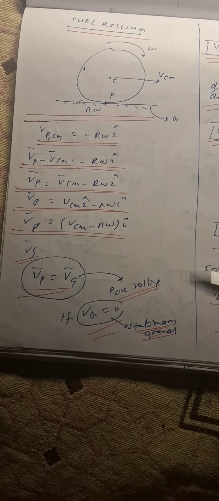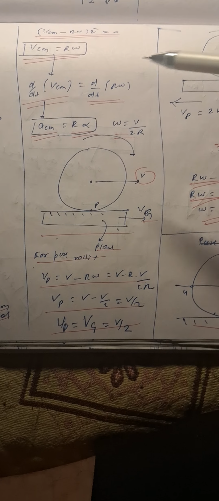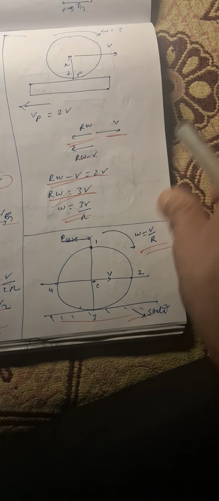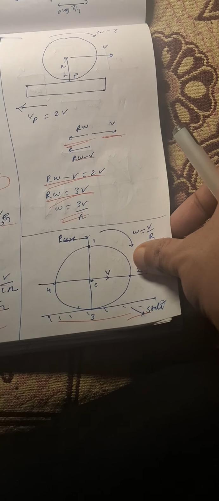Then we have the concept of pure rolling, then conditions for them, then various cases involving calculations of omega and v. Then we have another question for calculating velocity at different points on a body which is in pure rolling. Graphical analysis as shown over here.